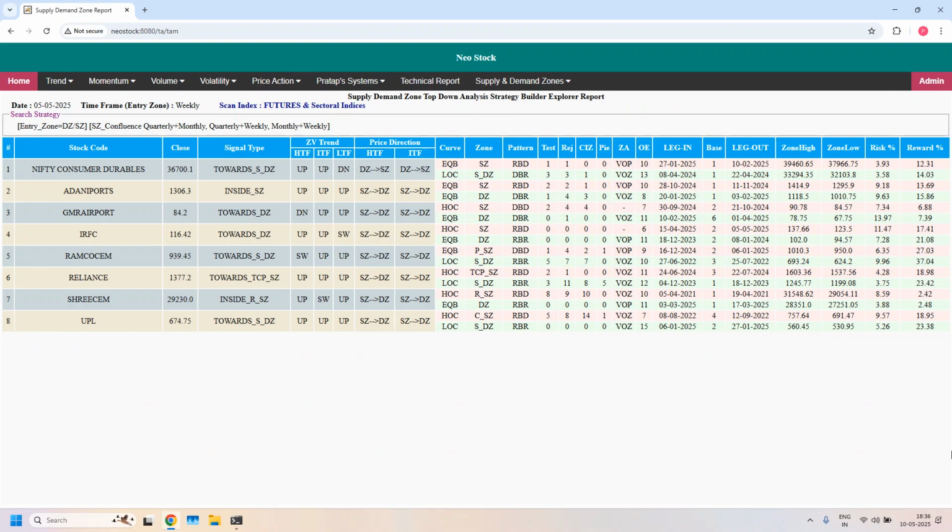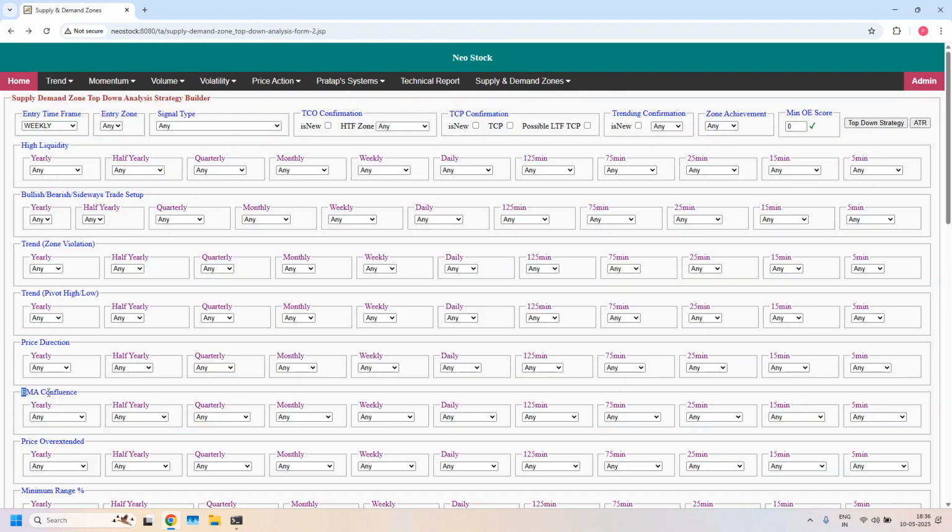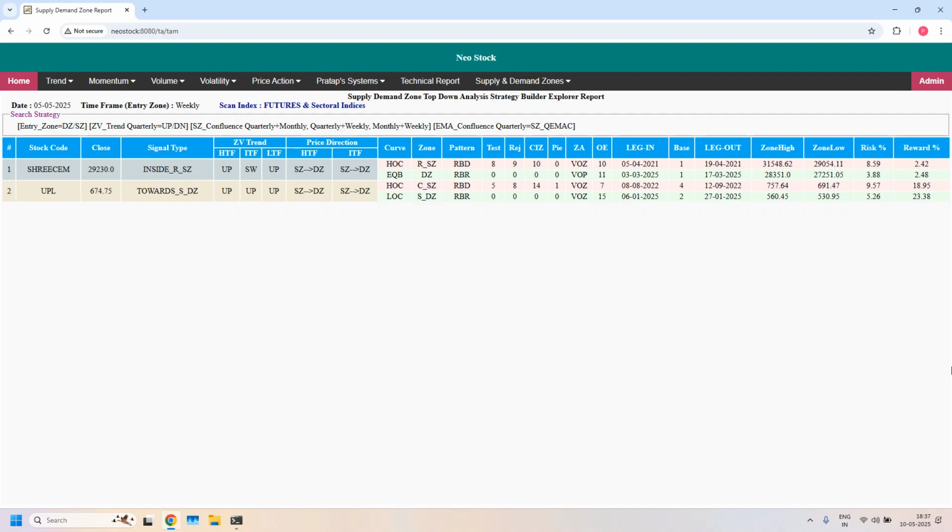We can also further filter this list by checking quarterly supply zone having quarterly EMA confluence. Also, trend on the quarterly should not be sideways, can be up or down. Only 2 stocks are filtered, and one is a pierced zone, weekly zone. So this is about the weekly time frame. And daily we already generated in the beginning of this report.